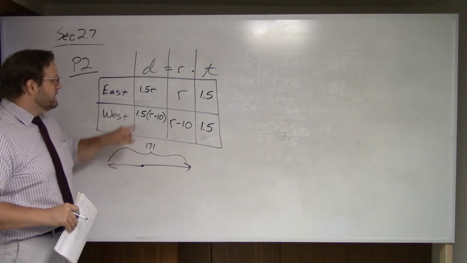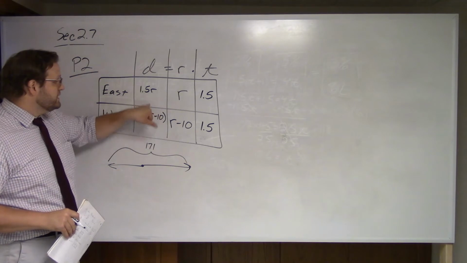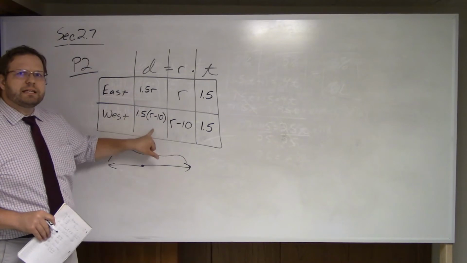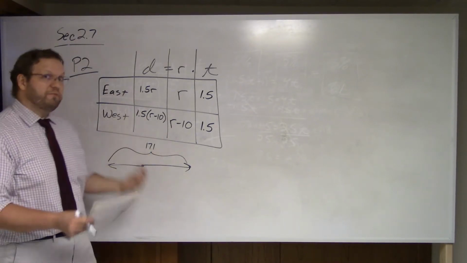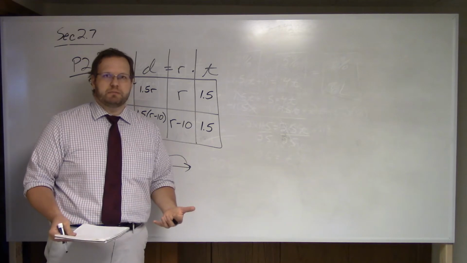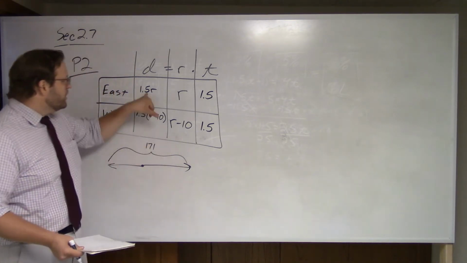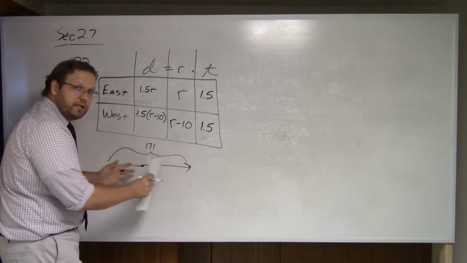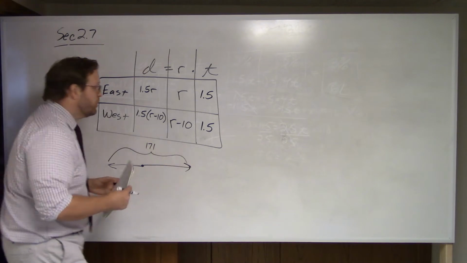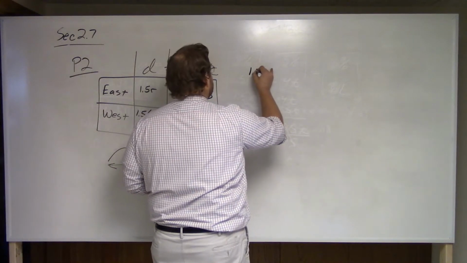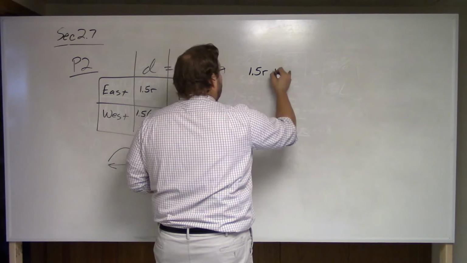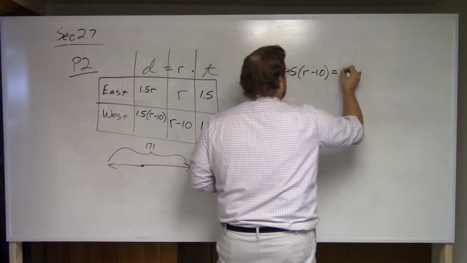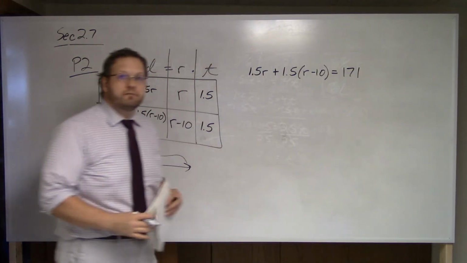Now, like I said in the previous example, this is typically where our equation's going to be found. Now, are these distances equal? No, because one's going faster than the other. So they can't be covering the same distance in the same amount of time. So what do we know about these distances? Together, they are covering a distance of 171. So what I would do is take the distance covered by the eastbound train and add to it the distance covered by the westbound train to get a total distance of 171.